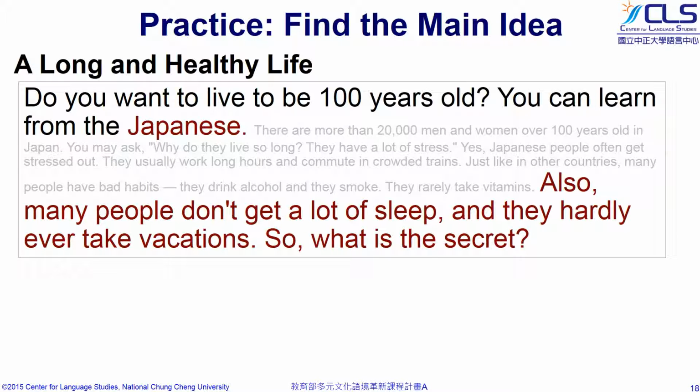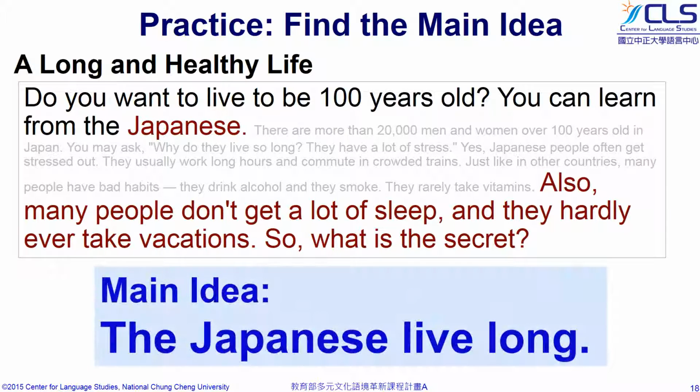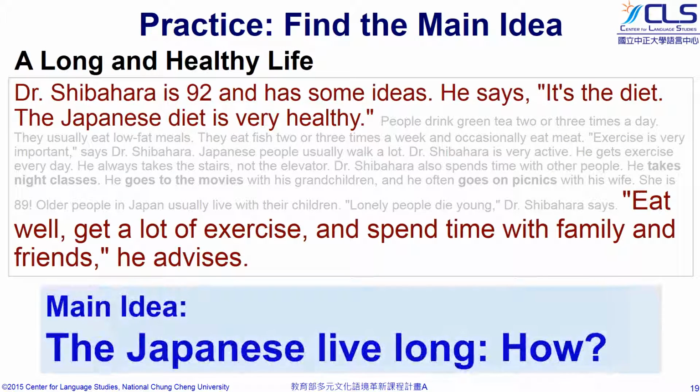From the first and the last two sentences in the first paragraph, we know that the main idea of the reading is the Japanese live long. From the first and the last two sentences in the second paragraph, we know that the reading is going to talk about how Japanese live long.